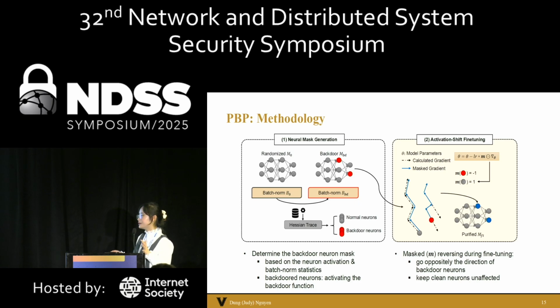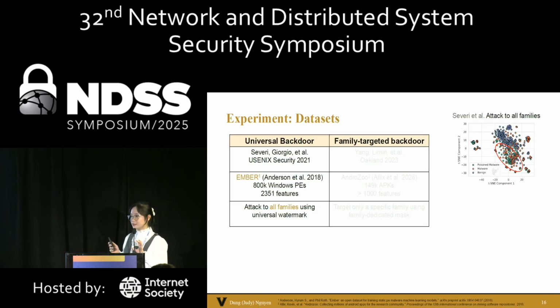So after we determine the set of the backdoor neurons, in the second step, we propose the activation shift fine-tuning, or the mask gradient. With the backdoor neurons, the red ones, we will try to reverse their gradient direction in some steps to prevent these neurons from going toward the backdoor function direction. But with the normal neurons, we just keep the normal update to maintain the utility of the final model up to the purification. So to evaluate the performance, we did the experiment on 2 settings for the backdoor attacks.